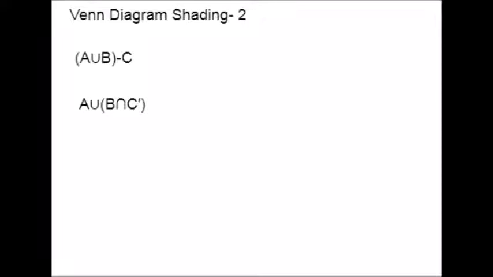The topic that we are going to discuss in today's video is Venn diagram shading, part 2. Venn diagrams are representations of sets that use pictures. We will work with Venn diagrams involving two sets, I mean two-circle diagrams, and three sets, that is, three-circle diagrams.